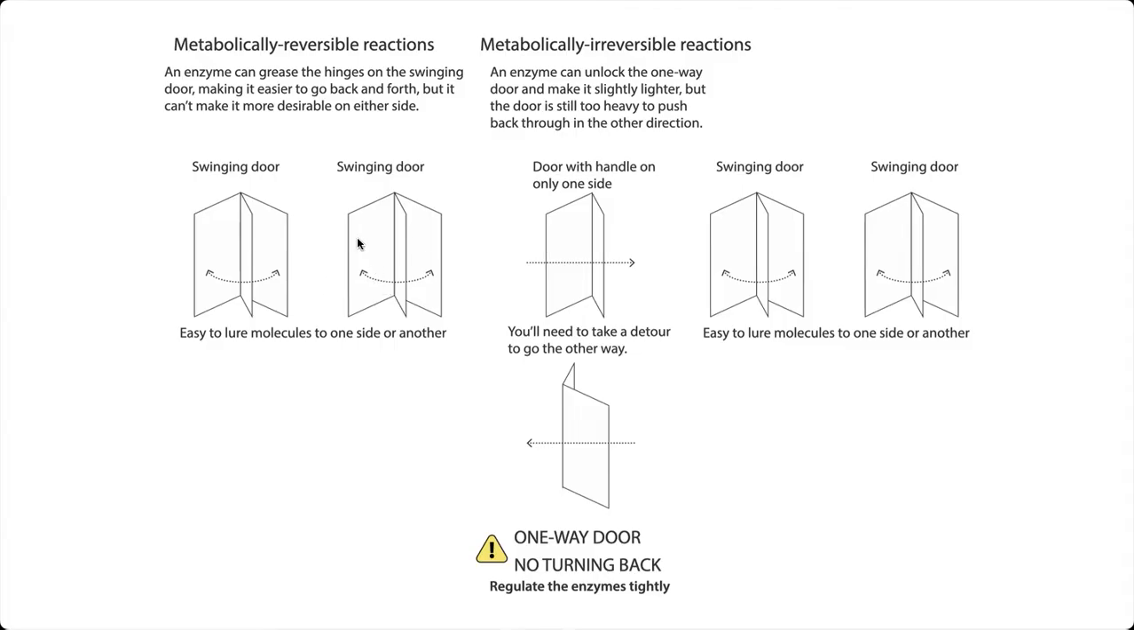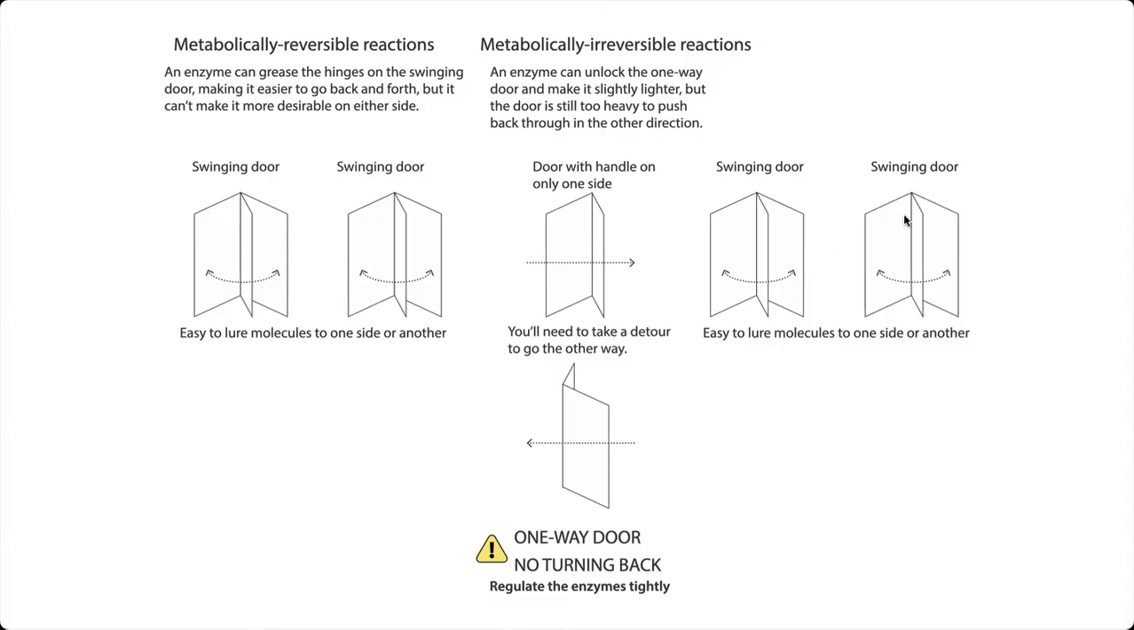You can easily go through the doors from one way to another, but then you meet an irreversible reaction. You've got a door that only has a handle on one side. And so if you go through it, you're kind of stuck on that other side. Technically, yes, you could go back through the other way if you push through that door with enough force, but you'd have to put in a lot of force in order to do that. And that's not going to happen. So you're going to have to go and find another door, take a detour to go the other way, if you run into these one-way doors, these no-turning-backs places, these metabolically irreversible reactions. So we're going to want to regulate the enzymes that control whether their door is locked or not.